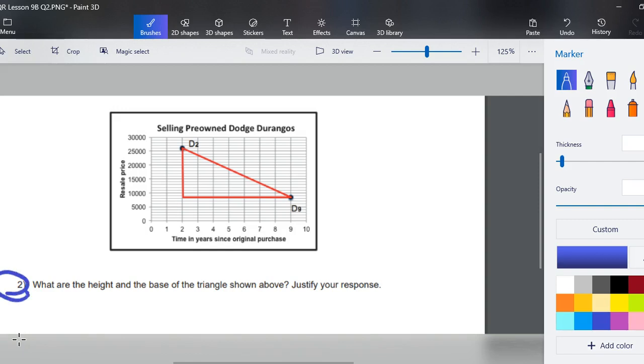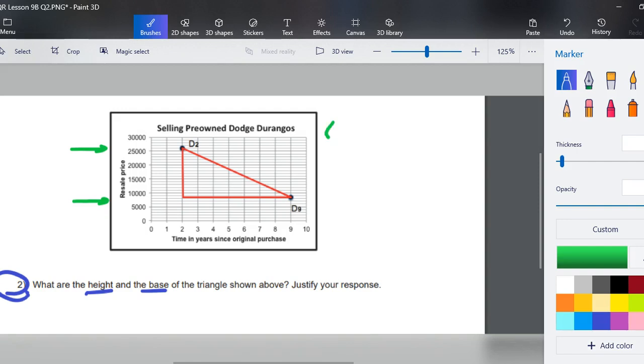Question 2 asks, what are the height and the base of the triangle shown above? The way we're about to look at these pieces of information is vital for this lesson. So don't leave question 2 until this really makes sense for you. If they want to know the height, I have to look at what's the highest point of our triangle and what's the lowest point of our triangle.